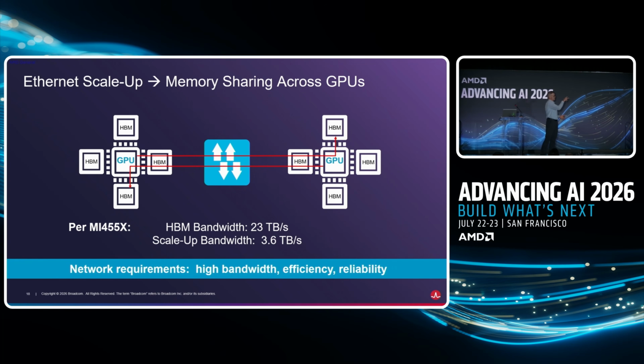So again, you can consider scale-up to be memory sharing, and you think about, if you're doing memory transactions on this scale-up network, what features would you want in the network? You'd want to have high bandwidth, high efficiency, both as far as performance and also as far as power, and high reliability, because effectively, again, these are memory transactions that are going across the scale-up network.